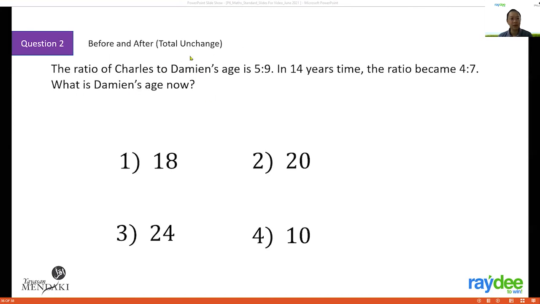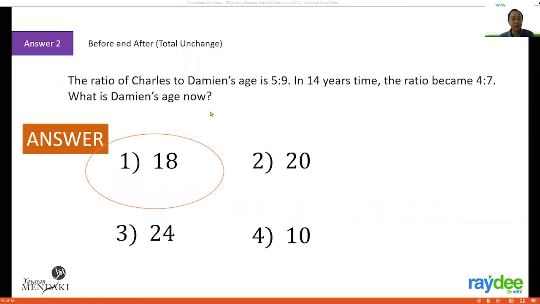This is difference unchanged. So I spotted a mistake. This is difference unchanged, this is not total, right? So I'm going to edit this later on. Now the difference doesn't change. Why? Because the difference between the ages remains the same. The difference between the ages of Charles and Damien should remain the same.